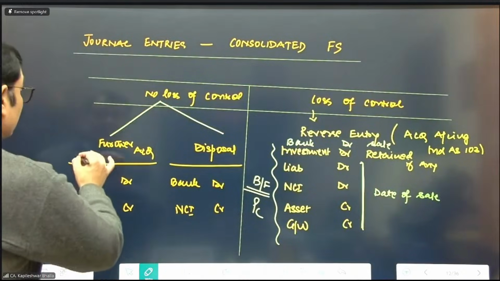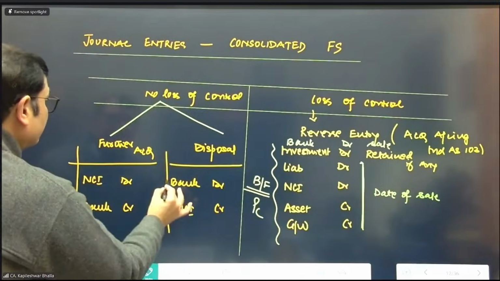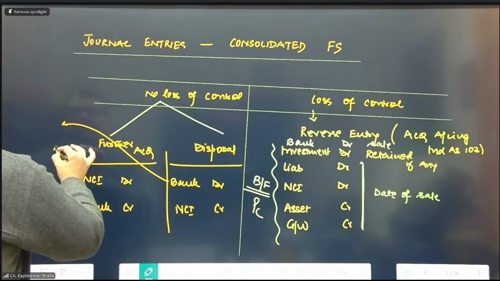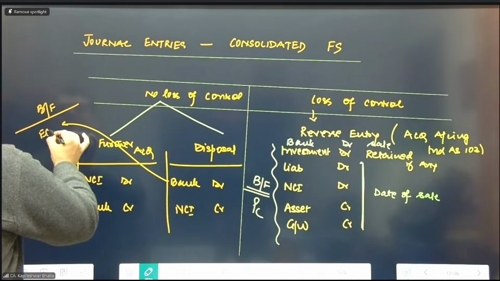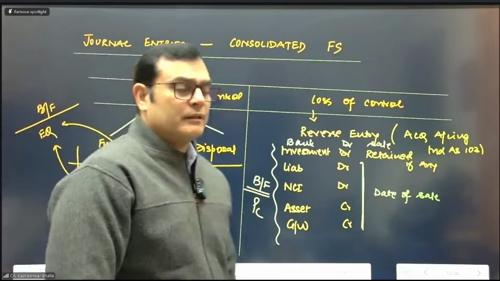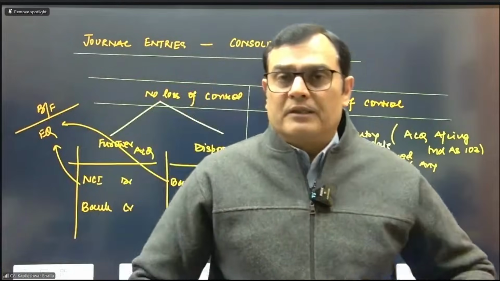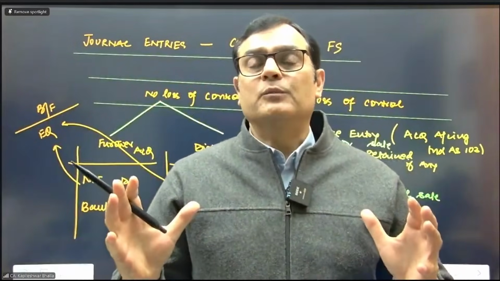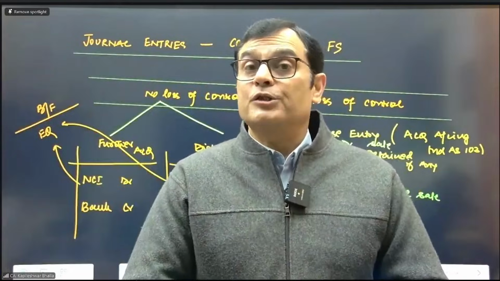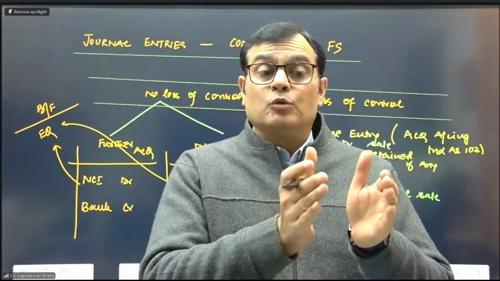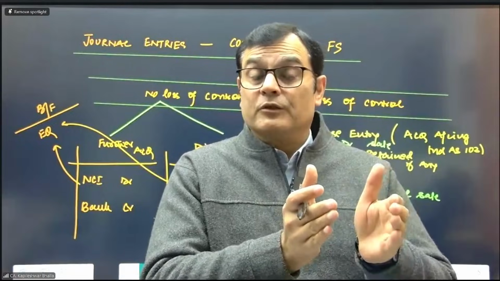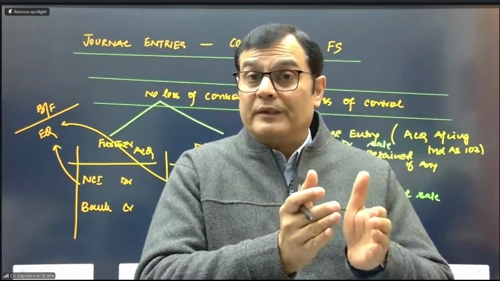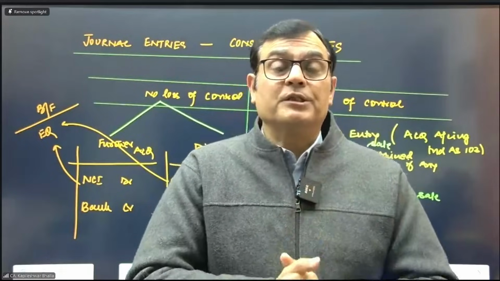Okay, and let me now tell you that if there is any balancing figure in this entry, this is going to be taken in equity, not in P&L. Because there are two shareholders who are dealing with each other. When you say that there is no loss of control, there are two sets of people dealing with each other. They are shareholders of the company. One is the controlling interest, one is the non-controlling interest. They sit down and deal with each other.